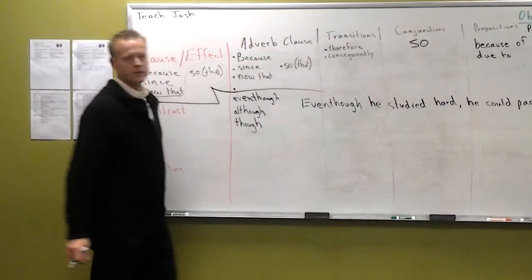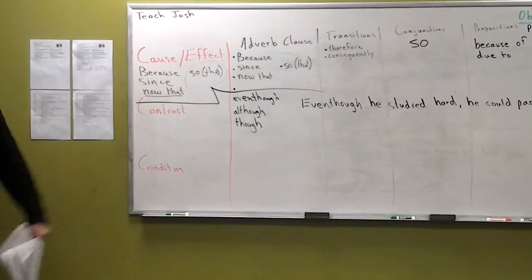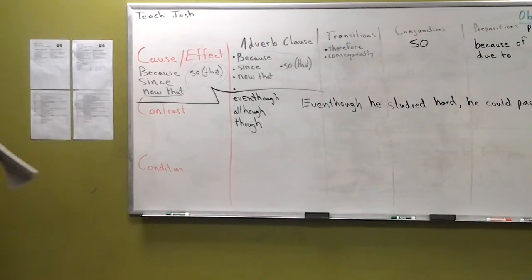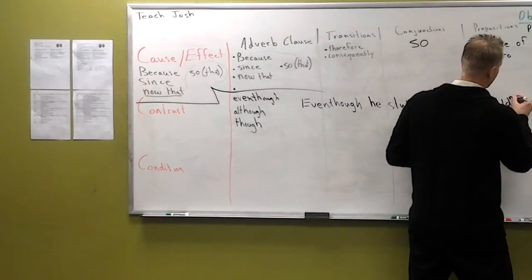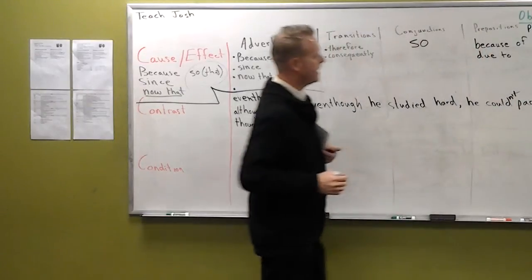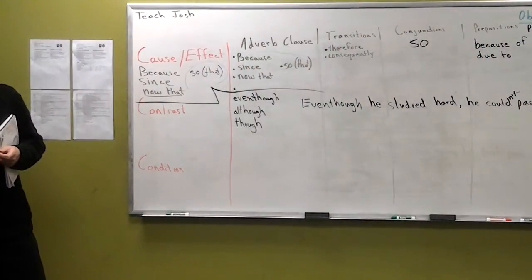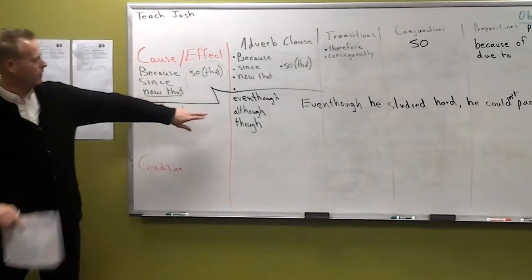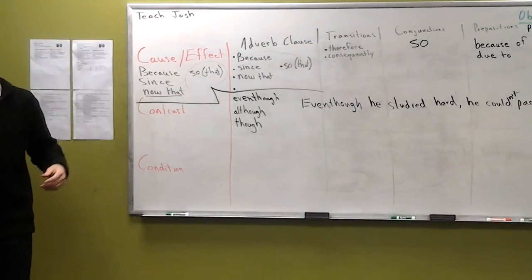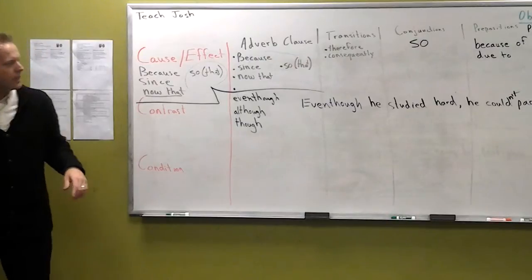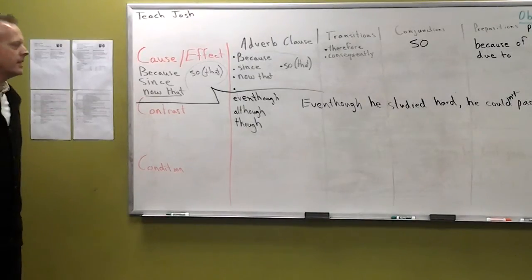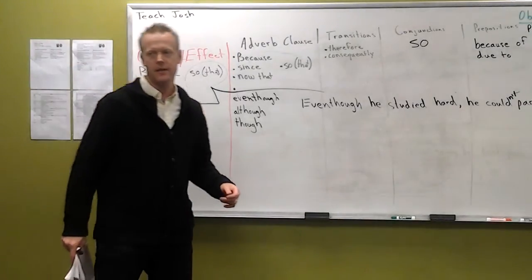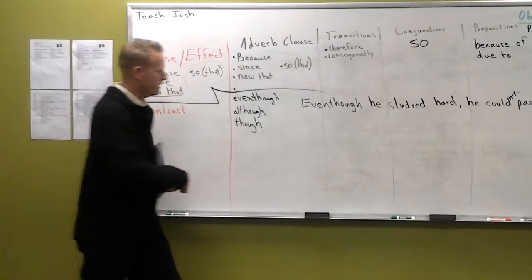Nice. And that shows contrast. Man, the guy studied so hard, but he still couldn't pass it, right? So that's a contrast. He couldn't pass the exam. Good, thank you very much. So, could we say although? You could, same thing. Although he studied hard, he couldn't pass the exam. Could you use though? Same exact idea. Though he studied hard, he could not pass the exam. Everybody okay? All right, cool.